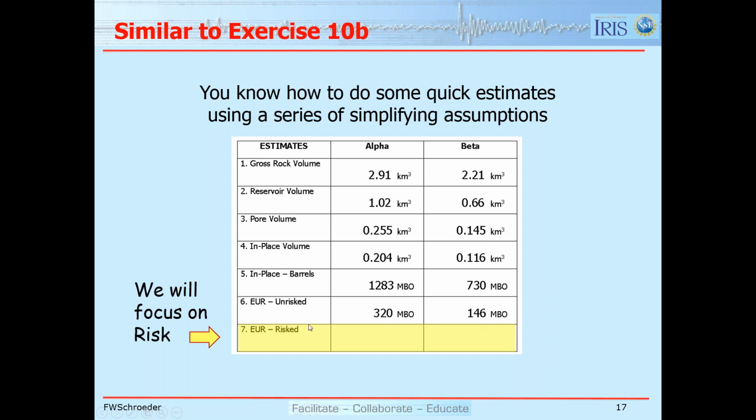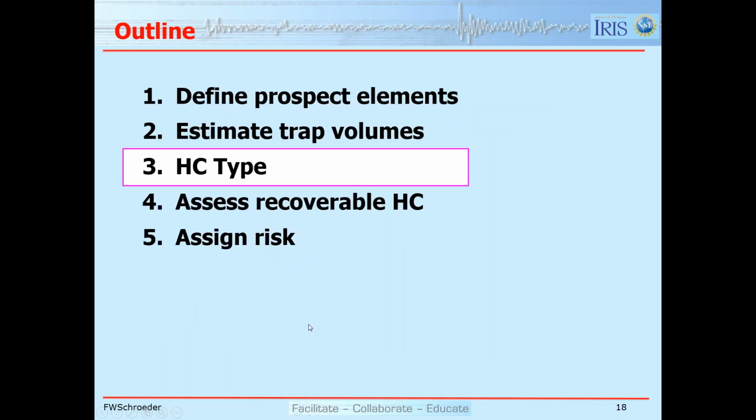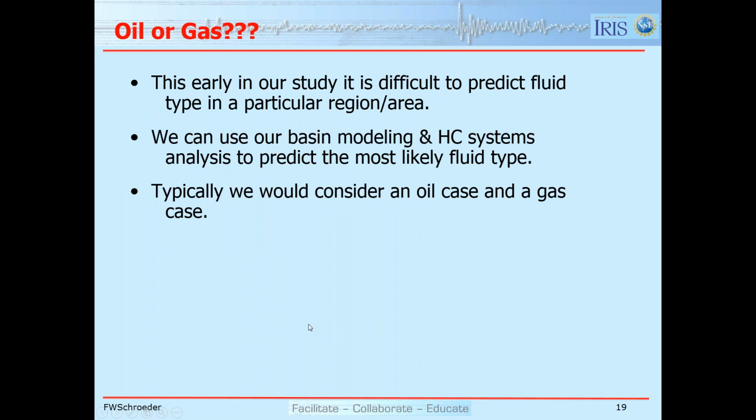So now we need to worry about risking those numbers of barrels. One thing we have to figure out or estimate or have an educated guess is the type of hydrocarbon. So typically we're early in our study, and it can be difficult to predict whether we're going to have oil in our traps or gas or a combination of the two.